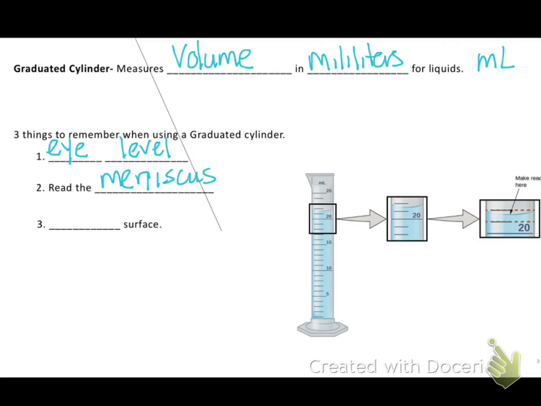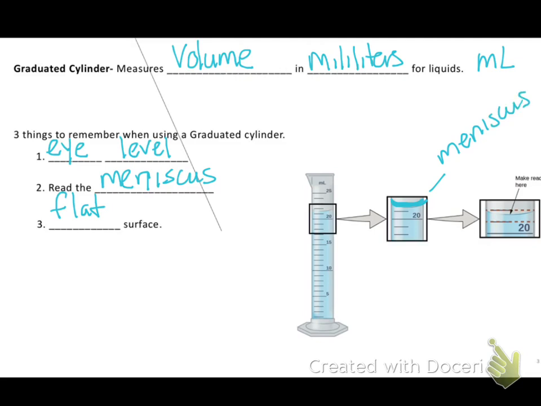Because of water tension, water will bead up on the side of a graduated cylinder, and so it's higher on the sides than it is in the center, and the center is the most accurate spot. And you want to have it on a flat level surface.